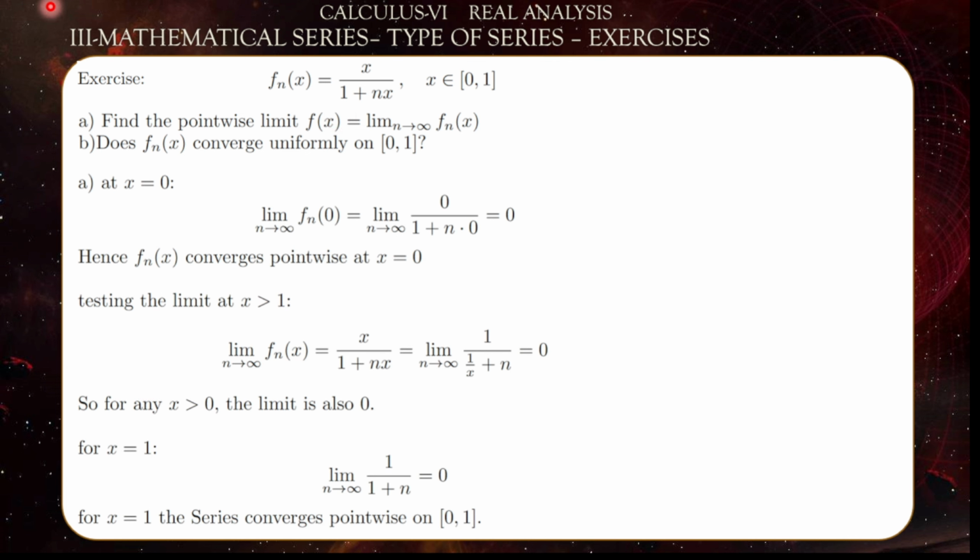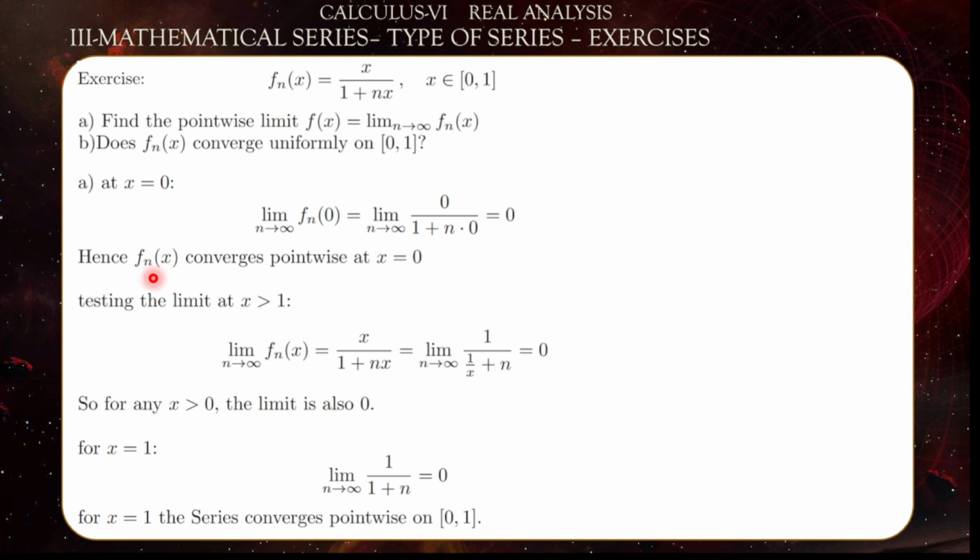So at x equals 0, the limit of f_n(0) as n approaches infinity is equal to the limit as n approaches infinity of 0. You simply replace x by 0 in 0 divided by 1 plus n times 0, which is equal to 0. Hence, f_n(x) converges pointwise at x equals 0.